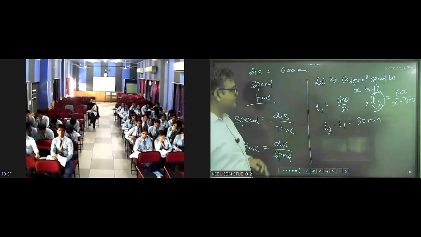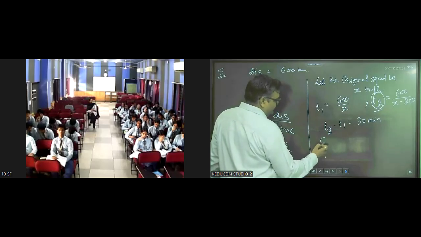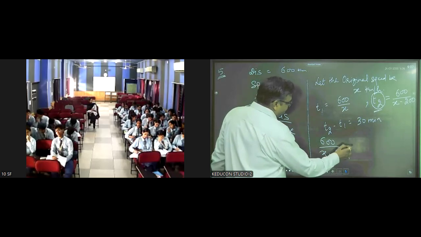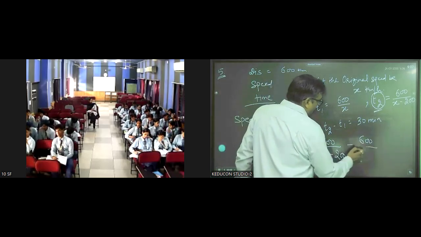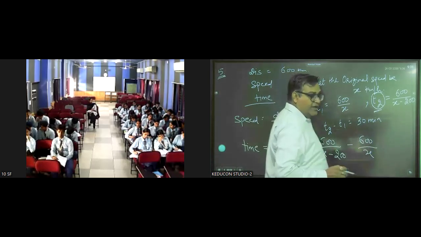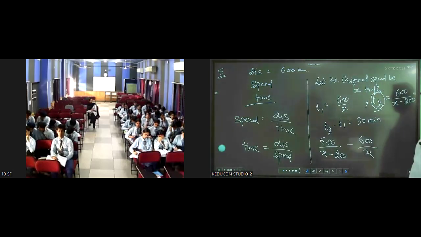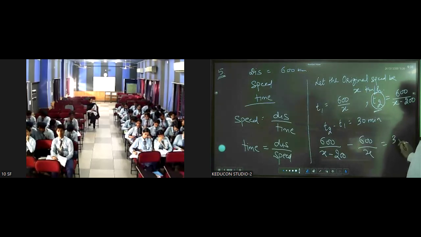Another important thing is when you put the values of T2 and T1. Now this is 30 minutes. Everything here is in hours. So convert 30 minutes into hours. How? 30 by?